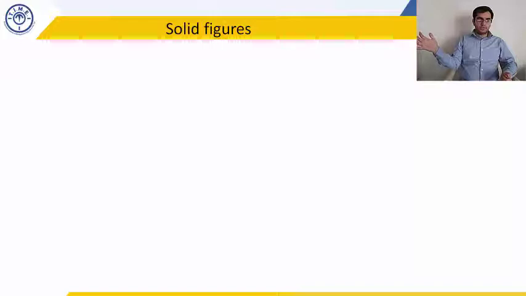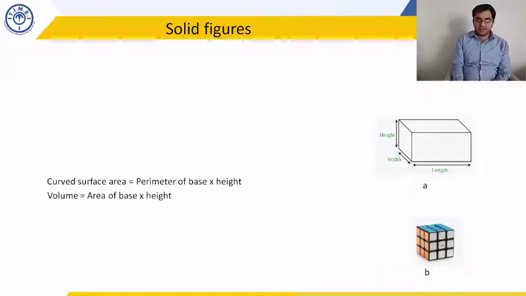The door is a cuboid. Your bed is a cuboid. We are completely surrounded by cuboids. Your book is a cuboid. What is a cuboid? It has 3 dimensions: length, width, height. So this becomes a cuboid. And this is what a cuboid looks like. In figure number A, it has a length, it has a width, it has a height.